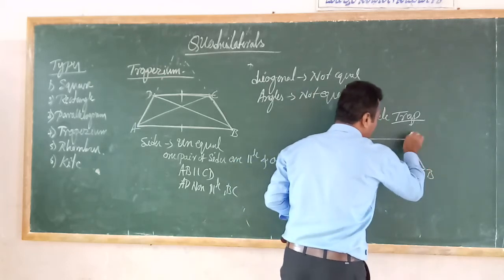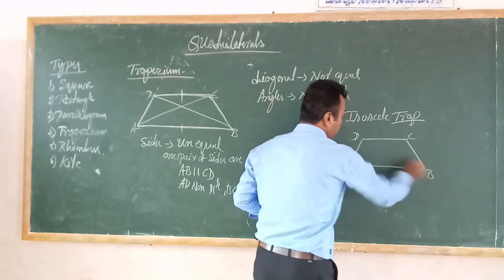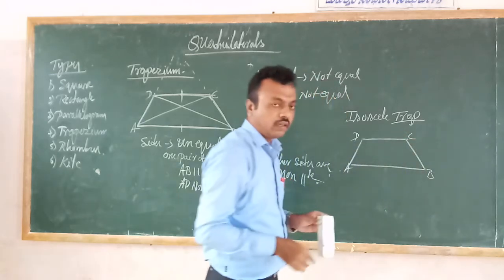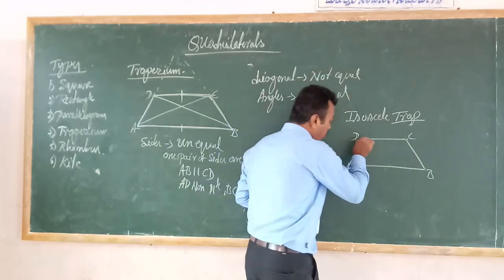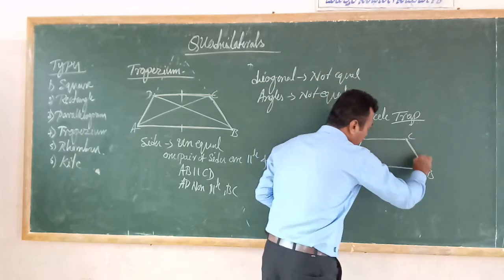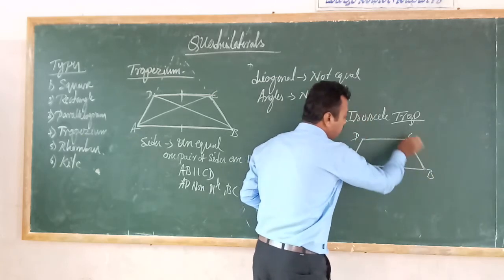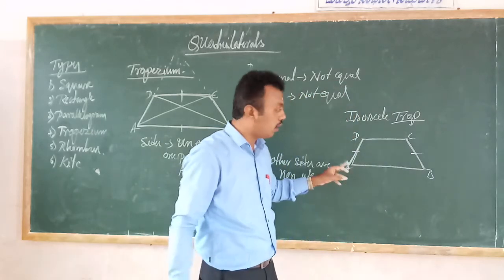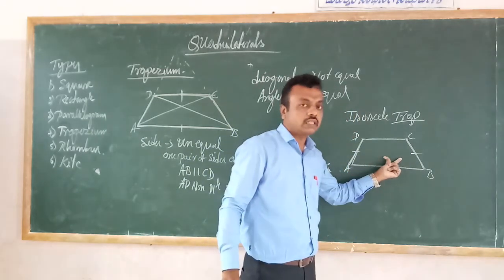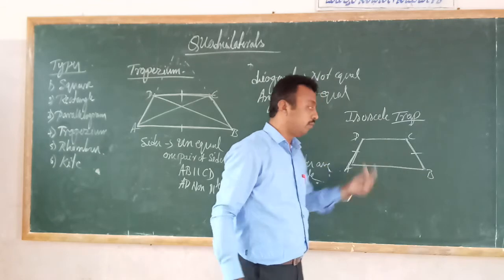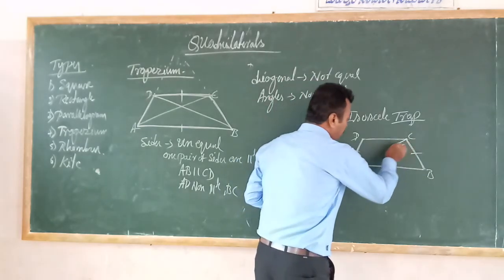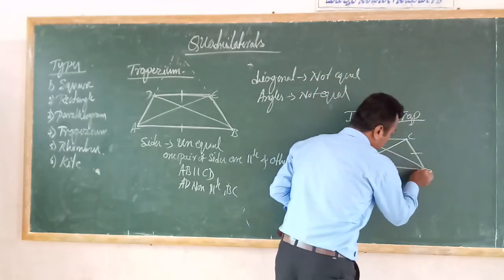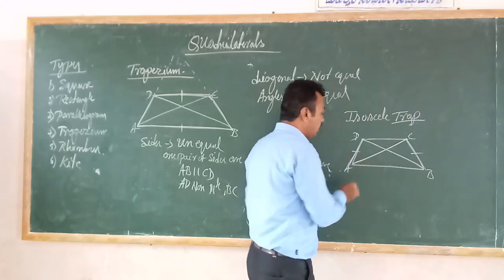Here, ABCD is a trapezium. In that, AB is parallel to DC. One pair of sides is parallel, but there are non-parallel sides, no? So what are the non-parallel sides? AD and BC. When these non-parallel sides are equal, then we call it an isosceles trapezium. Here the diagonals are equal. Understood? Triangles are not equal.